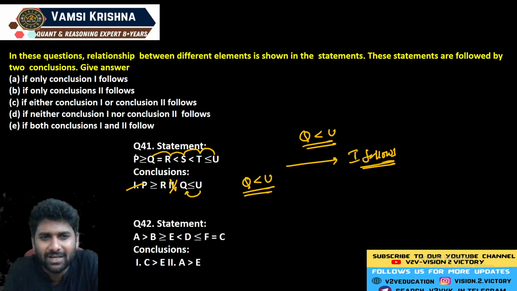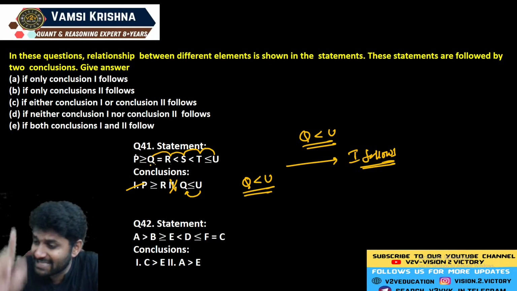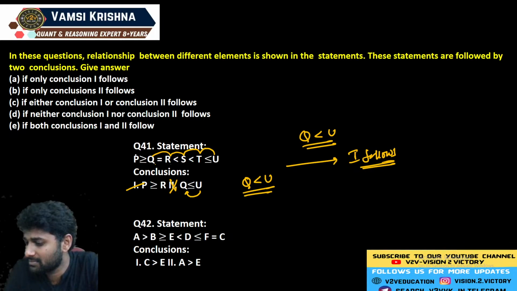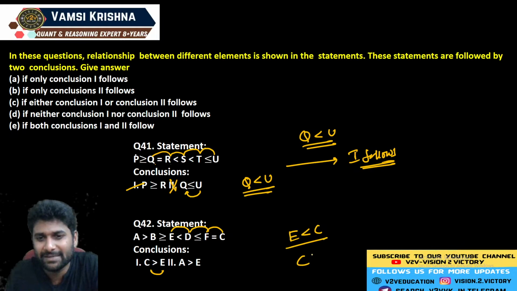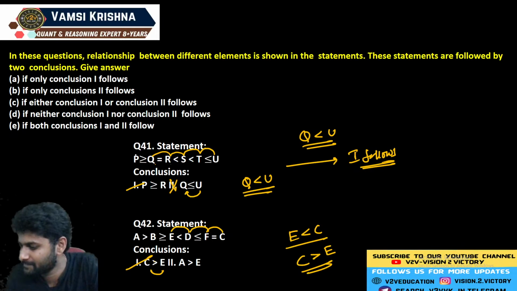See here. Q is equal to R, means Q is always less than S, S is always less than T. Definitely Q is always less than T, not at all equal. Now see one here, C to E. C to E, C to F, F to D, D to E. So definitely E is less than C, which means C is greater than E. So one is the right one.